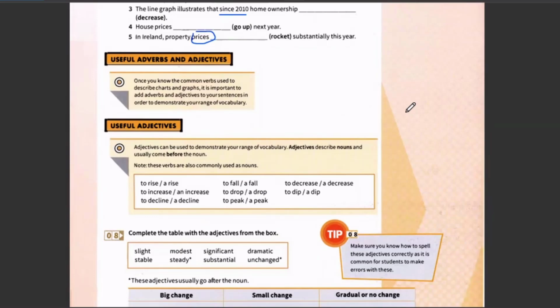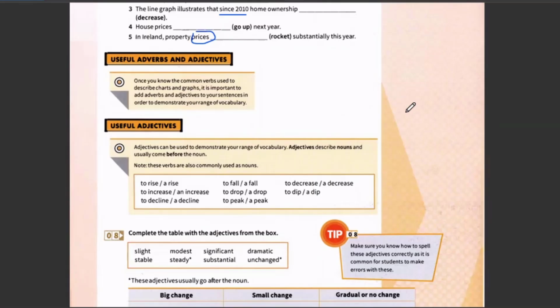So you do know what adverbs and adjectives are, the difference between them, right? Yes. Adverbs describe verbs and adjectives describe nouns. Right? Yes. So let's see what we have here. In the next part, it says useful adjectives. Adjectives can be used to demonstrate your range of vocabulary. Adjectives describe nouns and usually come before the noun, right?